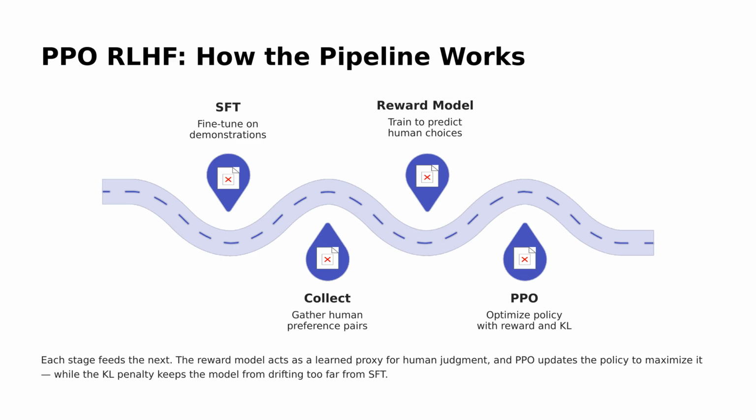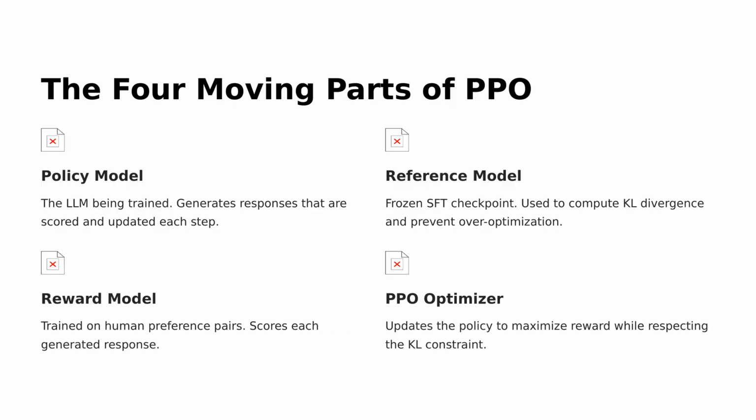Here's the PPO-based RLHF pipeline at a high level. First, we do supervised fine-tuning, or SFT, on demonstration data so the model learns a strong starting behavior. Next, we collect human preference pairs and train a reward model to predict which outputs people prefer. Finally, PPO uses that reward signal to optimize the policy, while a KL penalty keeps the model close to the SFT baseline and prevents excessive drift.